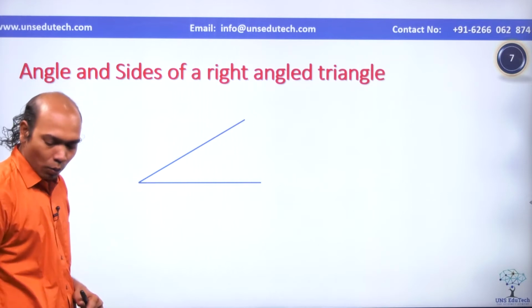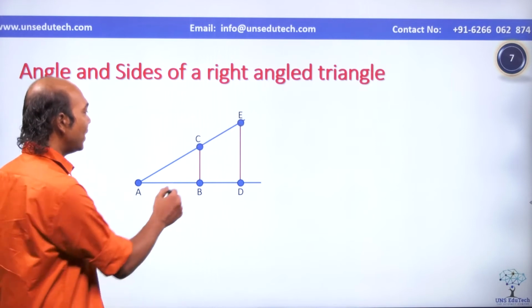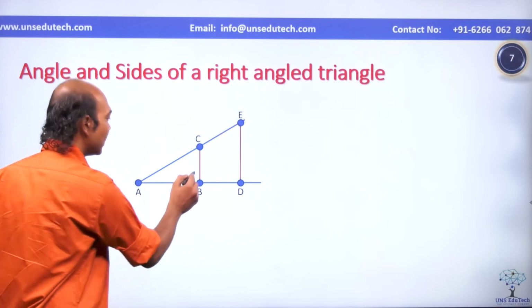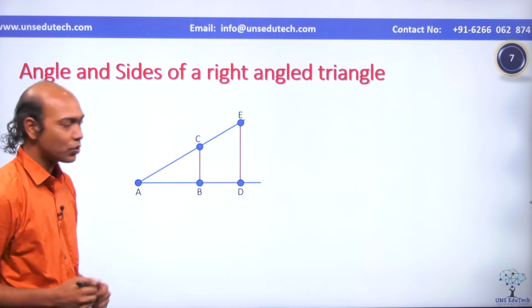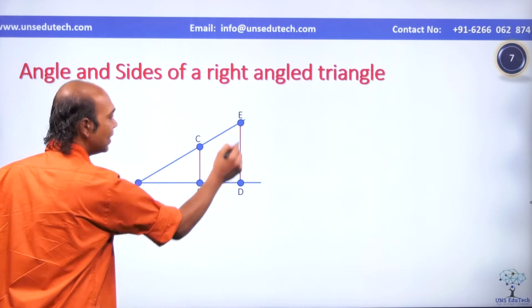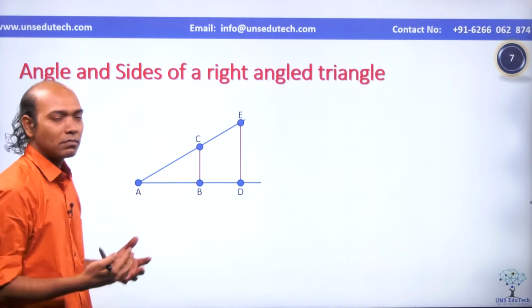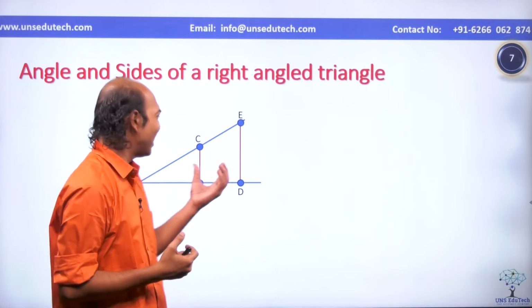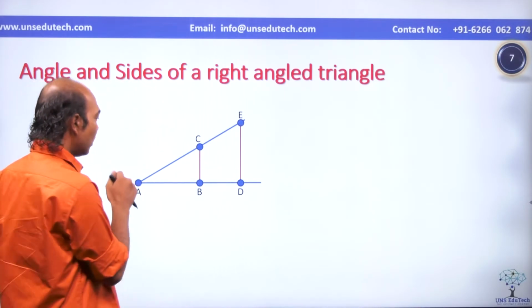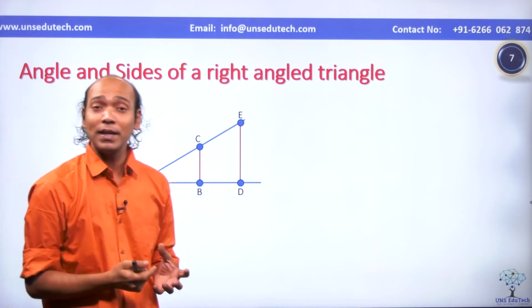Now, we drop perpendiculars from B to C, D to F. So, these angles are 90 degrees. Therefore, we get two triangles, ABC and ADE, all right angle triangles. Now, why did I draw it? Because here, with respect to the angle A, these two triangles become similar triangles.